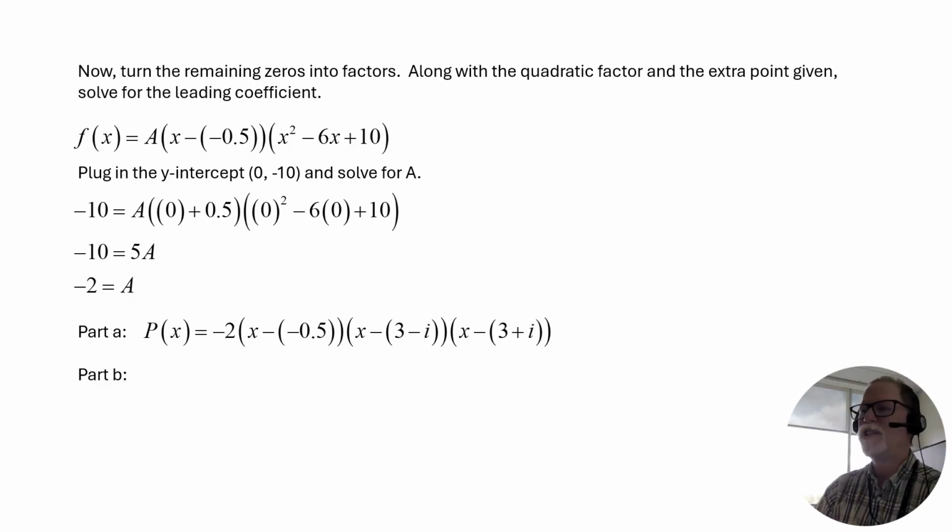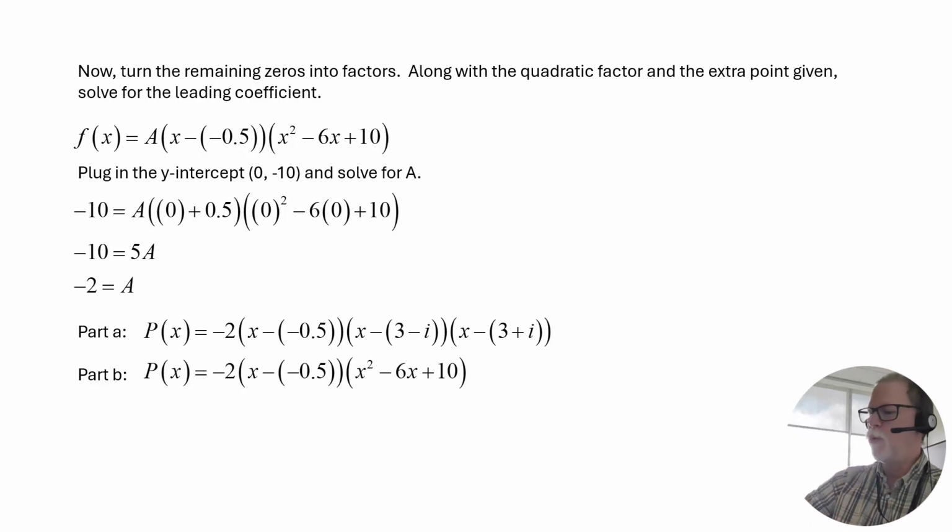The first one is just the straight linear factors. I haven't done anything other than calculate the leading coefficient. And then for the second one, we want to have the quadratic that got rid of all the imaginary stuff. So then just write it out and you're good to go.